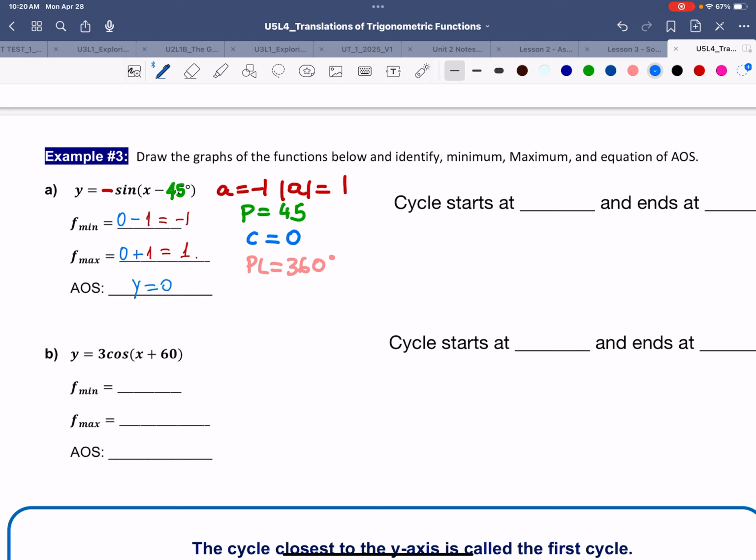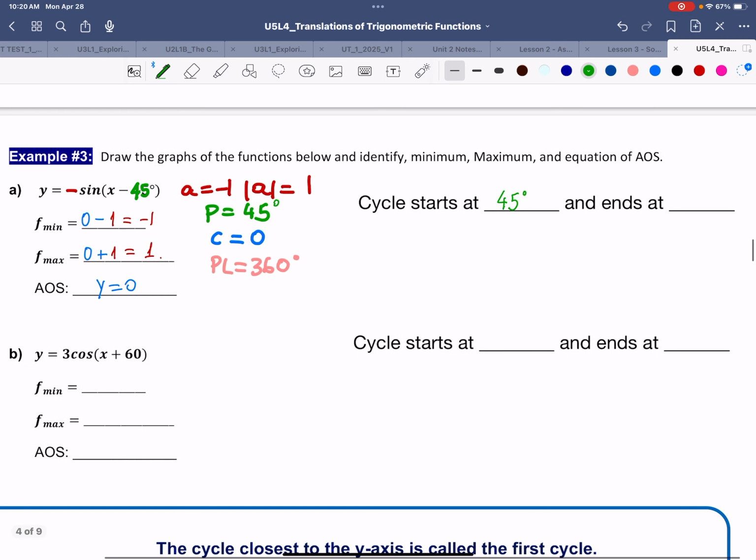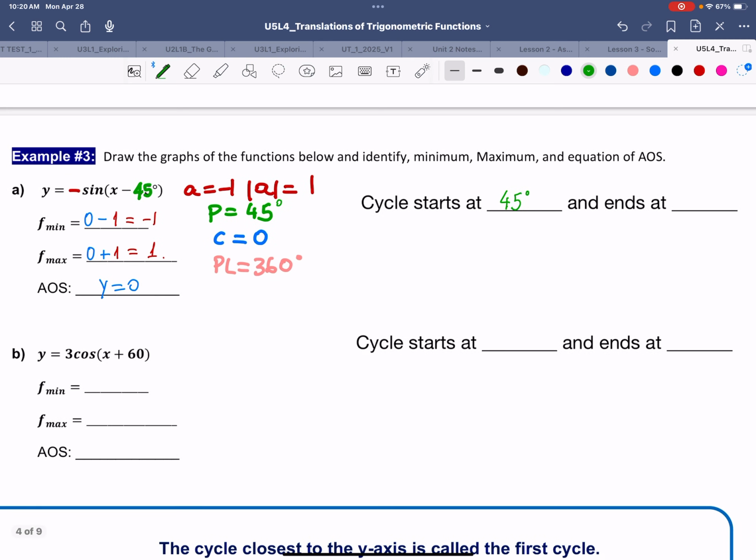When it comes to the starting and the ending point of the cycle, we're going to say that this cycle will start at 45 degrees, because of the horizontal translation of 45 to the right. We can consider that as the closest point to the y-axis where the cycle starts, and it will end from there, adding the period length.